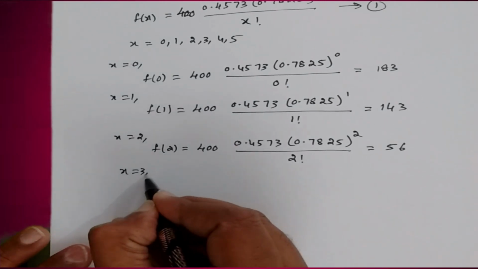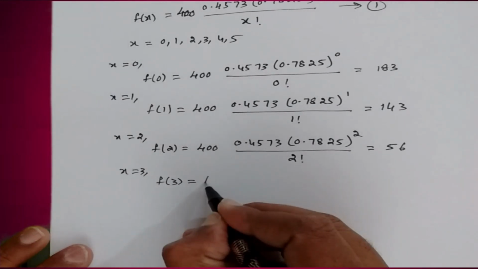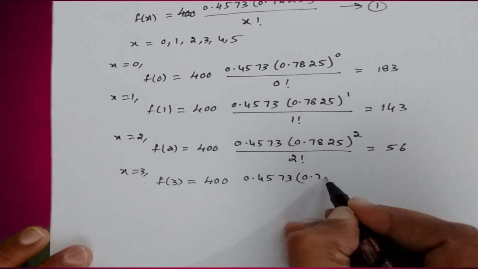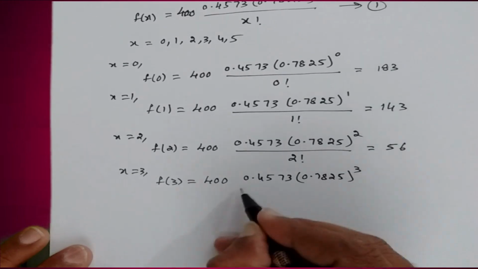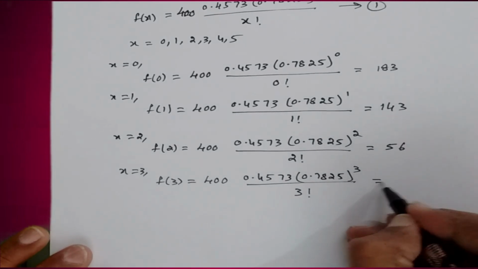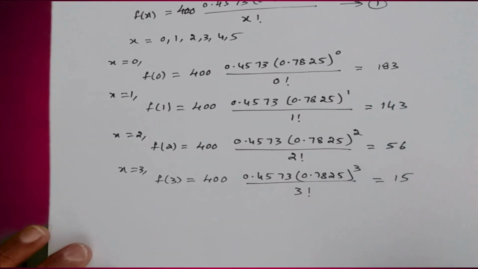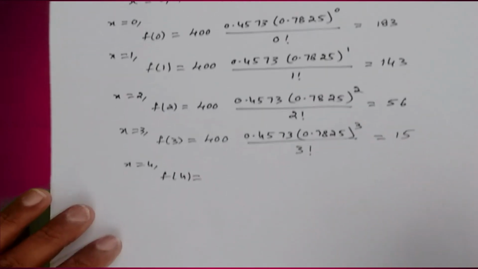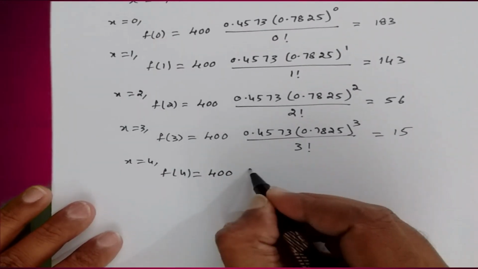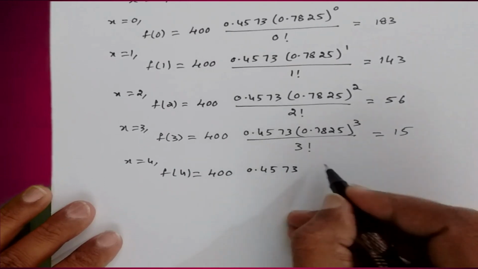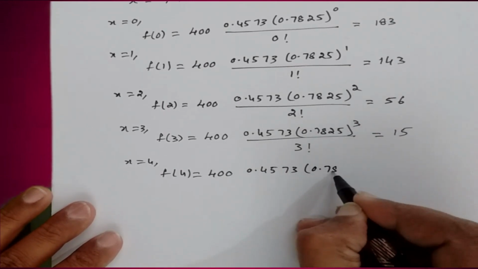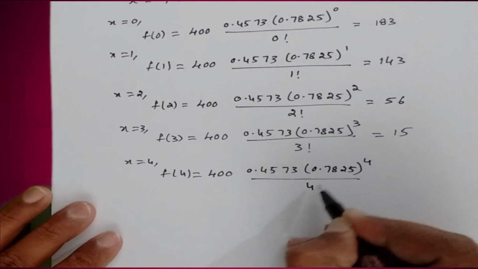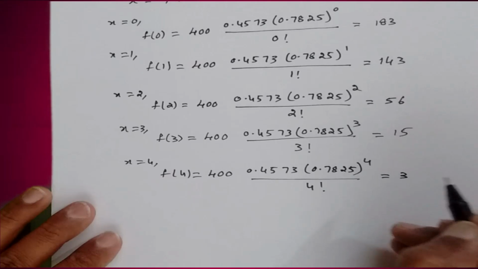Then x equals 3, f of 3 will be 400 times 0.4573 into 0.7825 whole cube divided by 3 factorial. Check this solution. Is it 15? Then x equals 4, f of 4 will be 400 times 0.4573 into 0.7825 whole power of 4 divided by 4 factorial. Check out, are you getting this value to be equal to 3?